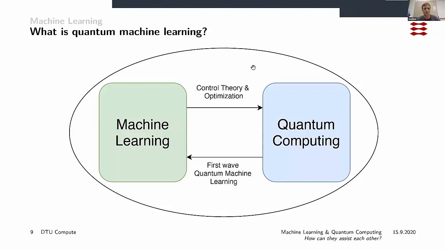So this is what I'm interested in, going both ways, and I will provide one example with all of this, and then one example where I do it from the eyes of optimization and control theory.